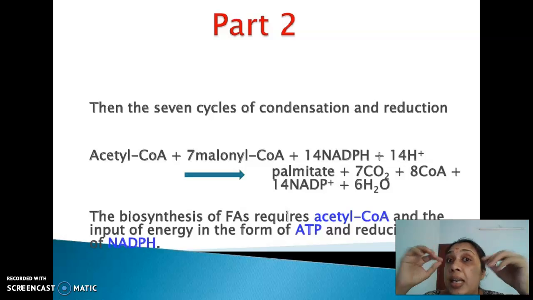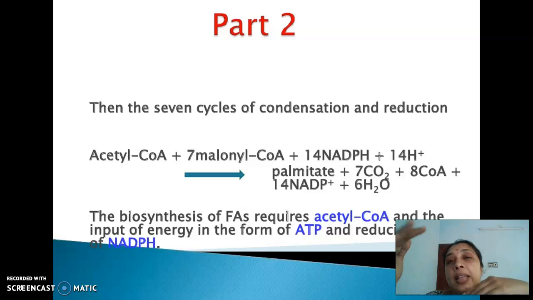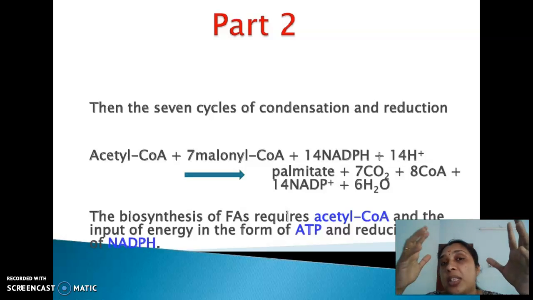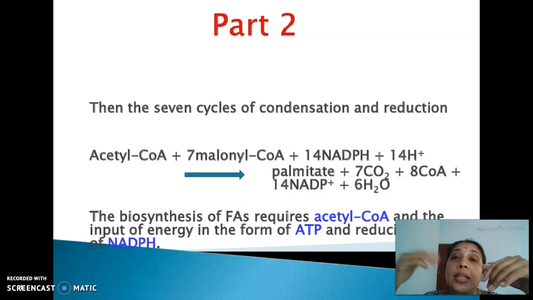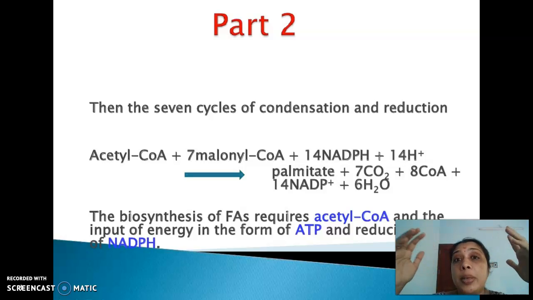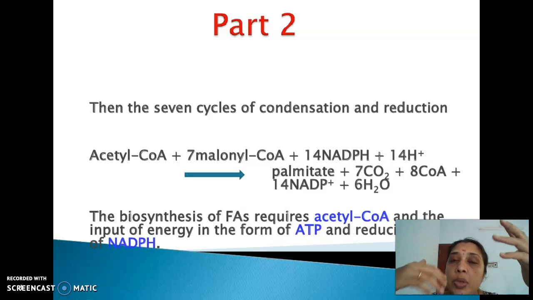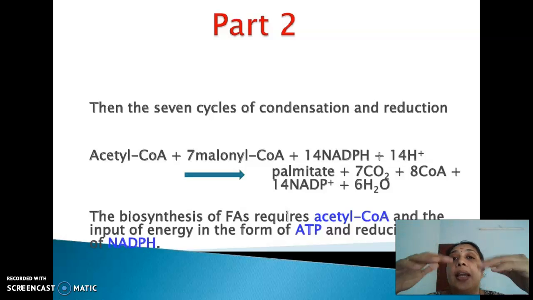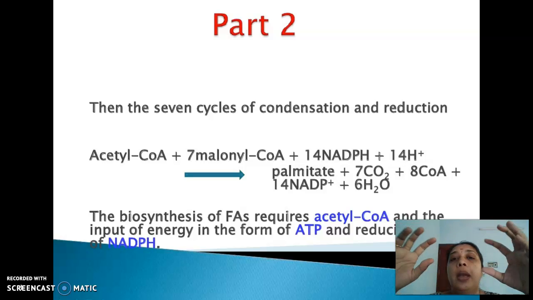Clear? So the starting substance was a 2 carbon compound, right? 2 molecules of 2 carbon compounds, acetyl-CoA, condense together, and at the end of a single cycle, it results in the formation of a 4 carbon fatty acid, that is butyric acid. Clear? So again, the butyric acid next enters the next round of the cycle, and again the butyric acid will be condensing with malonyl-CoA, so that C4 will be converted into C6 at the end of the cycle, right? So this is how the fatty acid biosynthesis is happening.